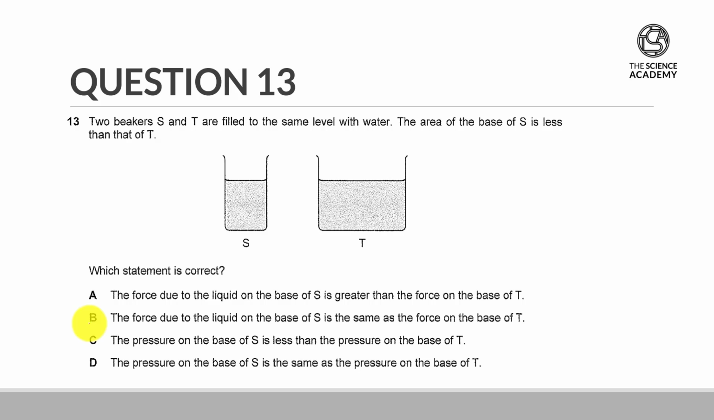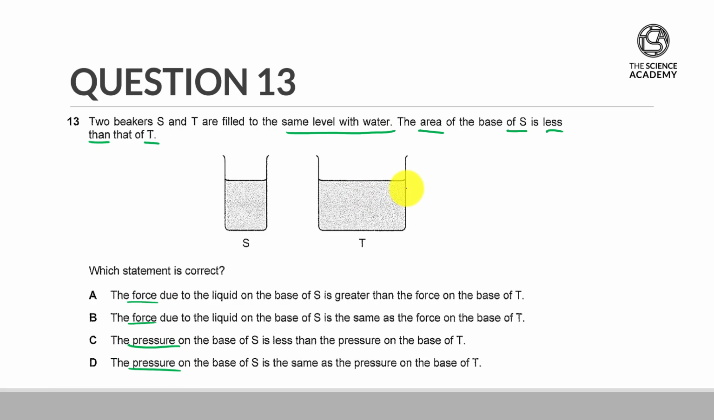For question 13, we are told that we have two beakers S and T which are filled to the same level with water. Now, the area of base S is less than that of T. So we are asked which statement is correct. So when we do a brief survey of the answers, the question is quite clearly asking us about force as well as pressure.